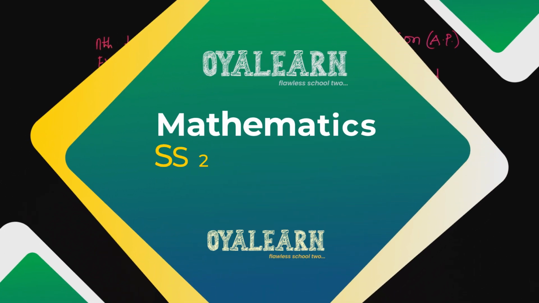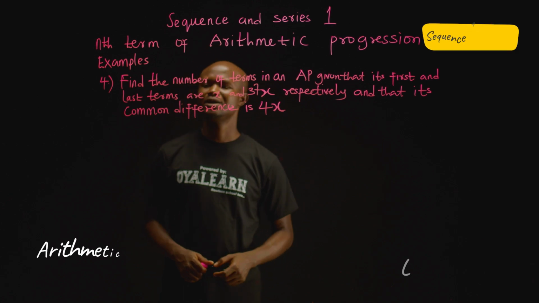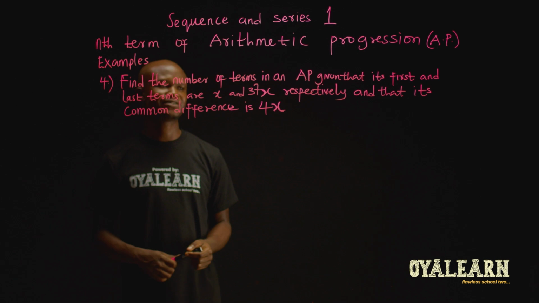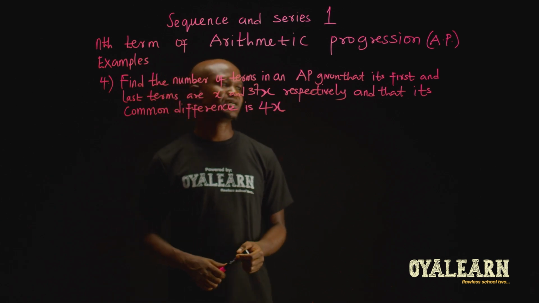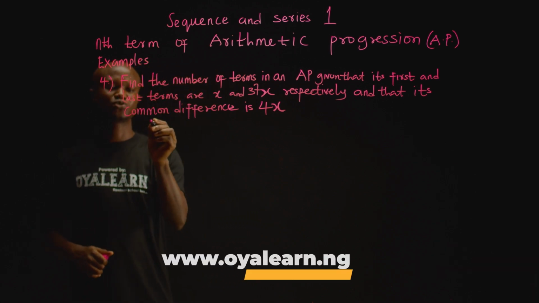Find the number of terms in an AP given that its first and last terms are x and 37x respectively, and that its common difference is 4x. Solution.